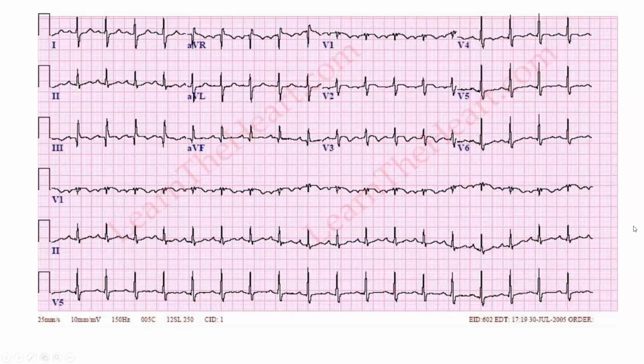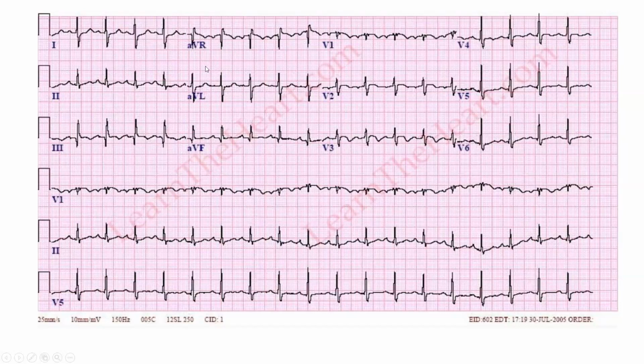This is a 12-lead EKG of one of our patients. Okay, so here is your S wave in 1. S wave in 1, Q wave in 3, and inverted T wave in 3. S1, Q3, T3. S wave in lead 1, Q wave in lead 3, inverted T wave in lead 3. S1, Q3, T3. And that's kind of the mnemonic that people use when they're taking a look at this.